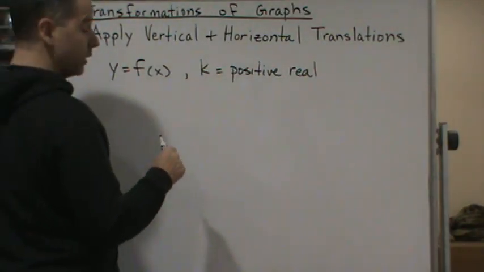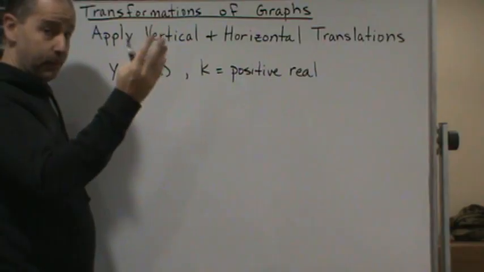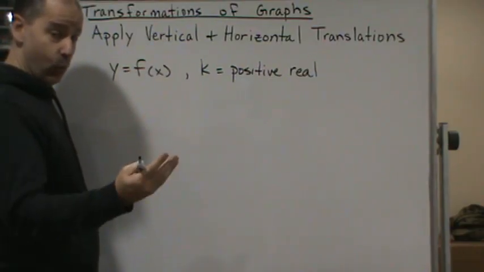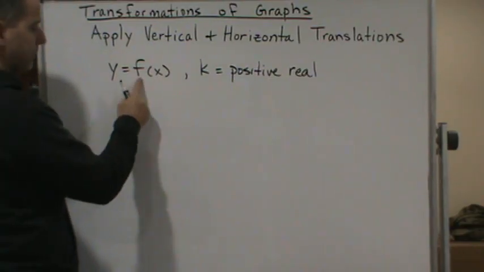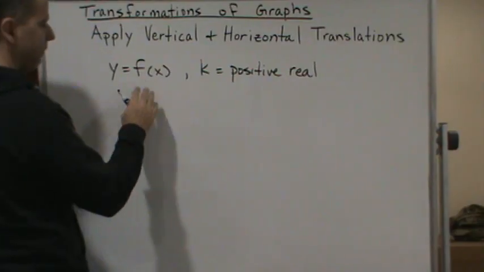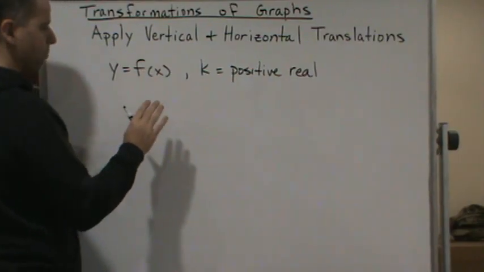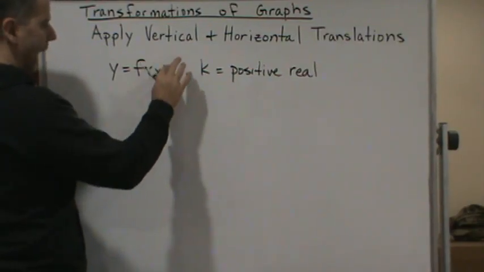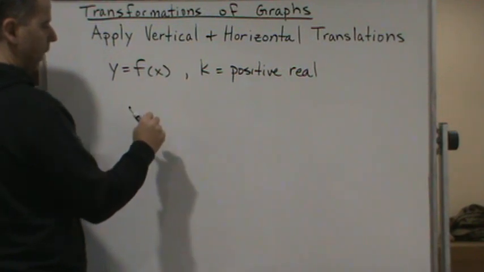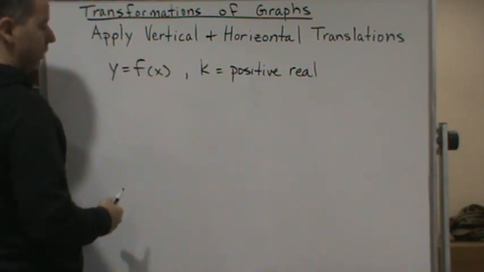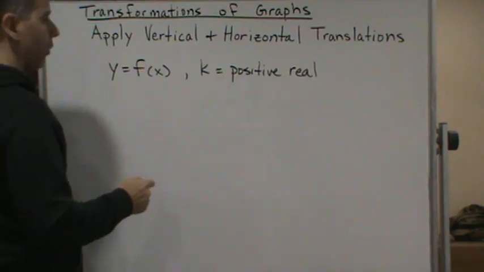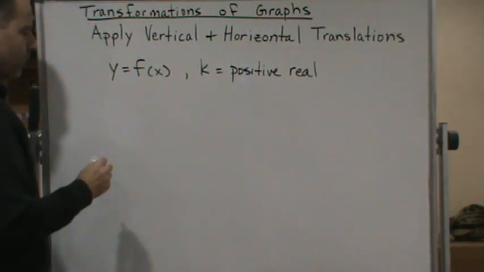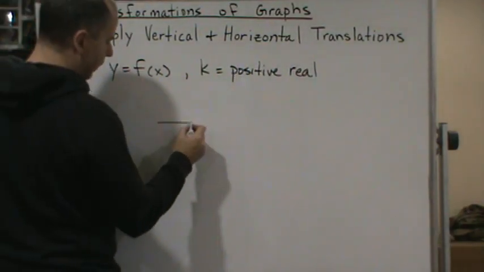Now, we talked about vertical translations, up and down, right? And that affects the y value, so we're doing something to f of x. And so remember, we're adding or subtracting outside the function, right? But what about a horizontal translation? Now horizontal means that we're moving left or right.